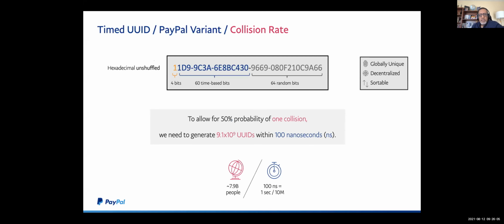So this slide is just a simple slide which says, what is the possibility of collisions? Because you're generating it uniquely in each database, or each session. And this shows you that there is a 50% possibility of one collision if we generate 9.1 into 10 to the power 9 UUIDs within 100 nanoseconds. That's not even possible, right?